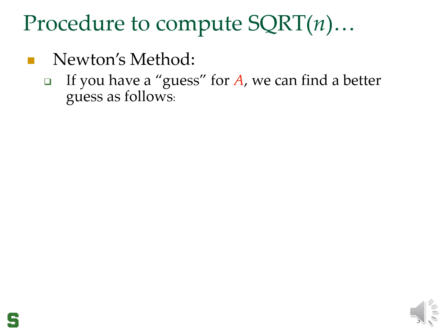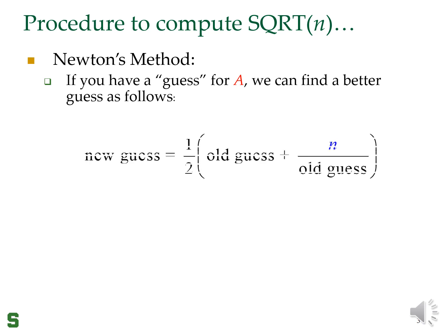So we can do it as follows. We can have a guess for a, and once we have a guess for a, we can compute the next guess by the following algorithm, which is you take half of the old guess plus n divided by old guess, and that will be your new guess, and you keep repeating this until you get close enough.